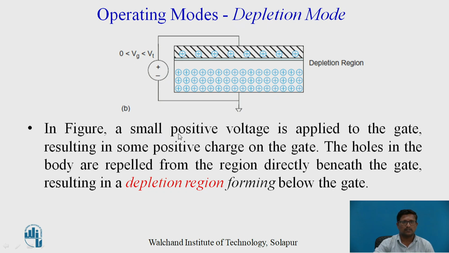When we apply such a voltage to the gate, it results in some positive charge on the gate, meaning the positive charge will accumulate near the silicon dioxide layer. Then the holes in the p type body start to repel from the region directly beneath the gate. This results in the depletion region forming below the gate. So the depletion region is formed just below the insulating layer.